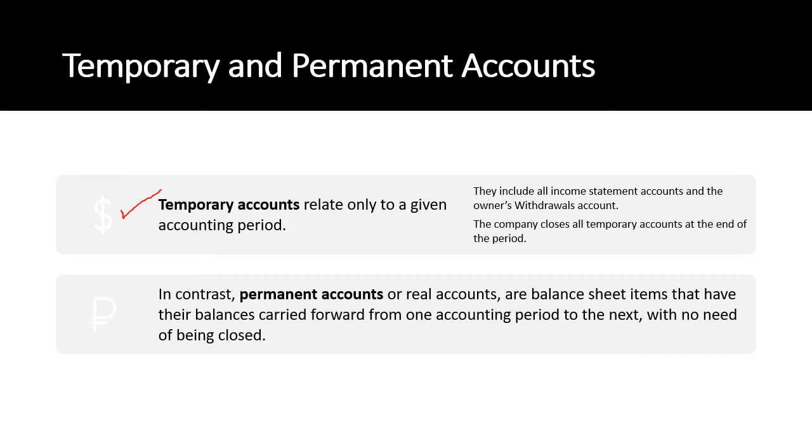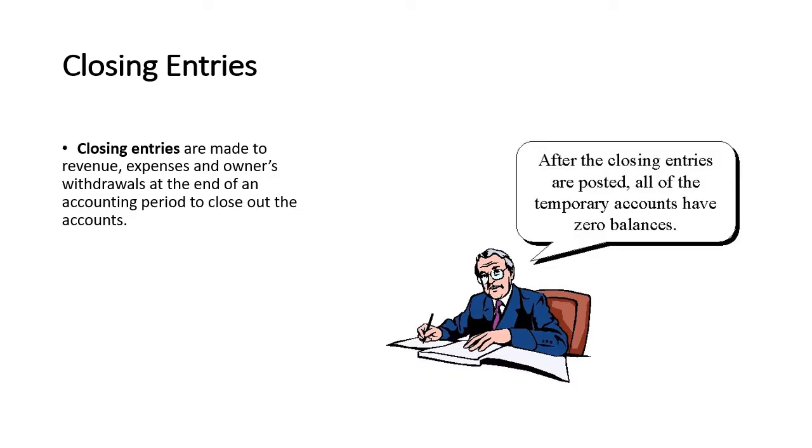Now, a permanent account, or what some people refer to as real accounts, are our balance sheet items. So what goes on a balance sheet? Assets, liabilities, and equity. Those are the accounts that we want to carry forward from one accounting period to the next. However we finish the previous accounting period is how we want to start the current period. So we bring all those balances forward as we move along. Closing entries are only going to be made to our revenue, expense, and withdrawals accounts. And like I said, that means we are going to bring all those temporary accounts down to a zero balance.